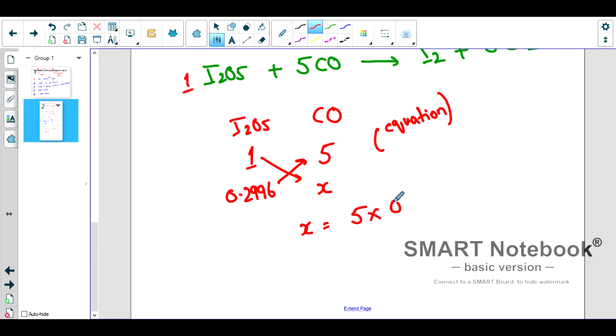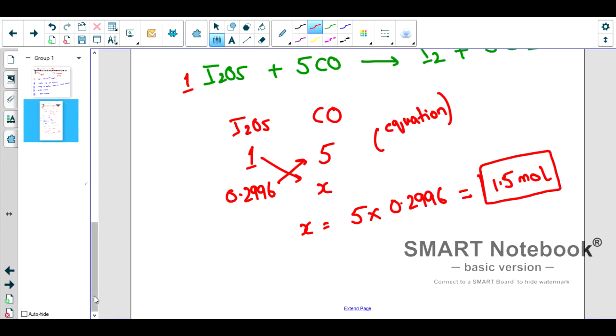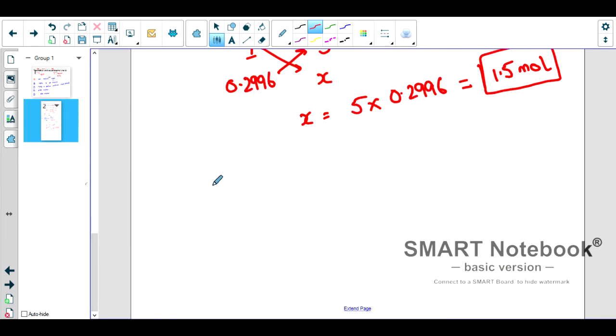What we get here? 5 into 0.2996. It will be around how much? 1.5 moles. So you need 1.5 moles of CO. But you have how much? You have only 1.20 moles. It means this is short. We have less. So when certain amount of I2O5 is consumed, CO will be finished. So the one which is consumed earlier is your limiting reactant.